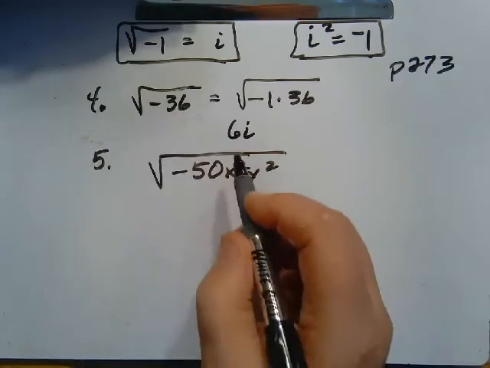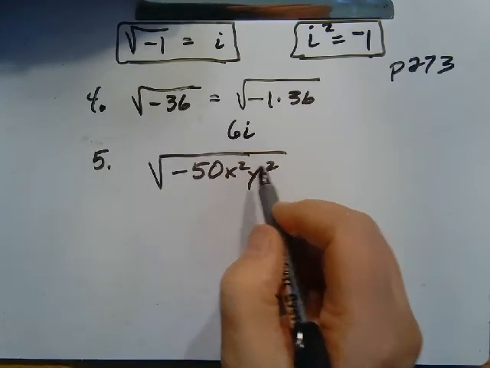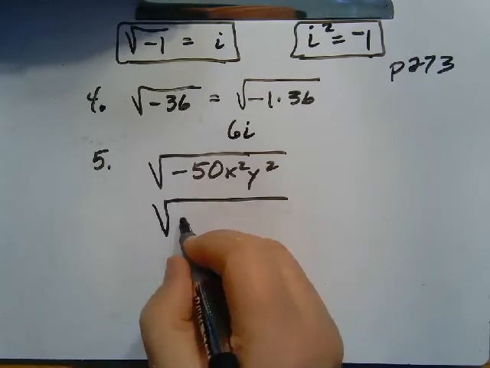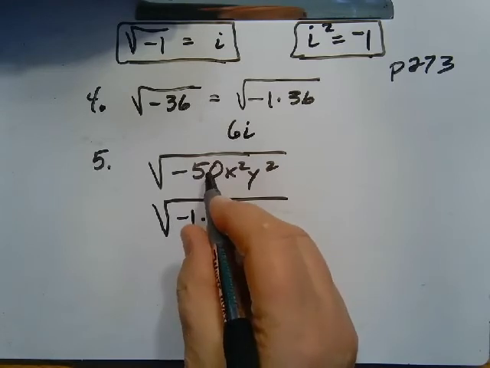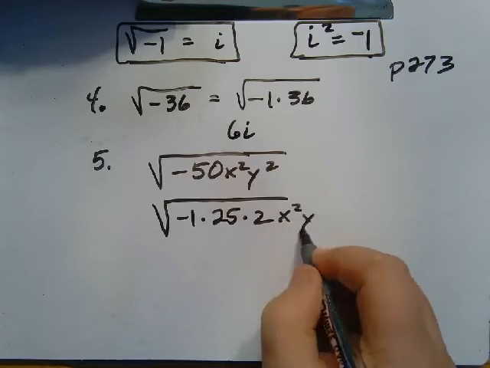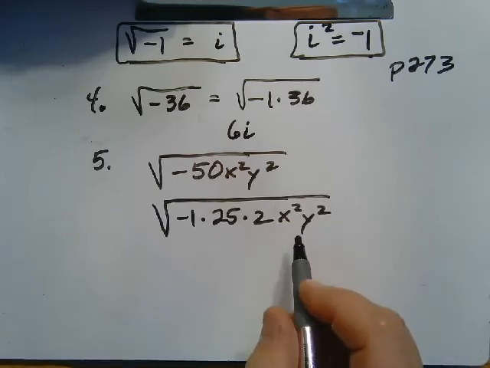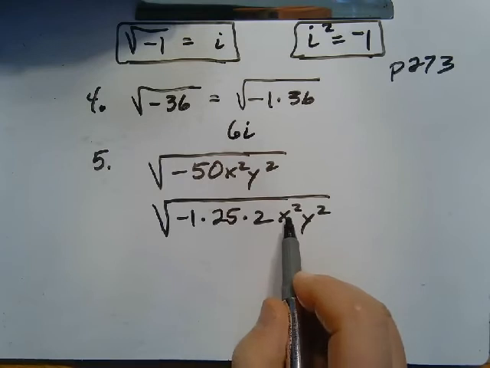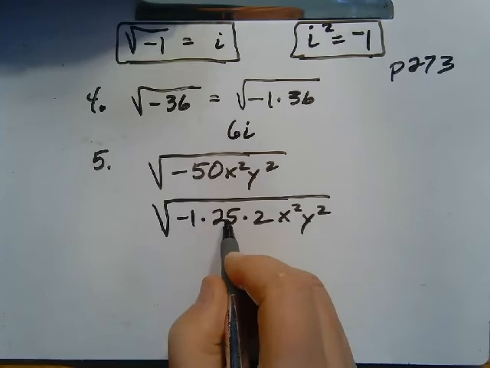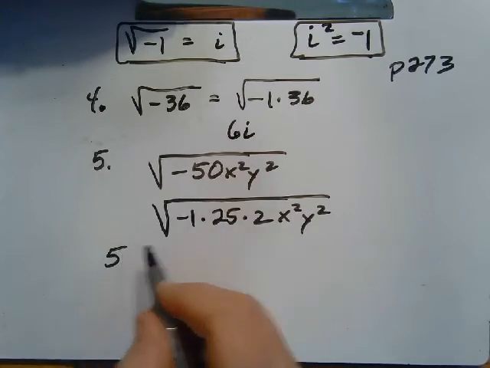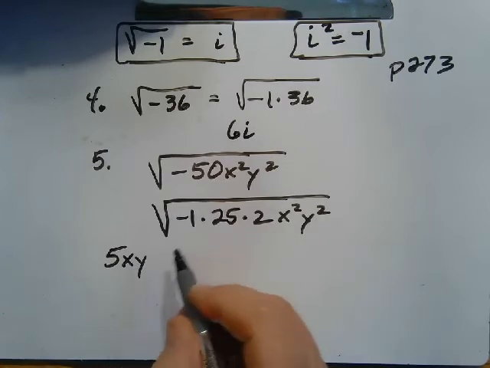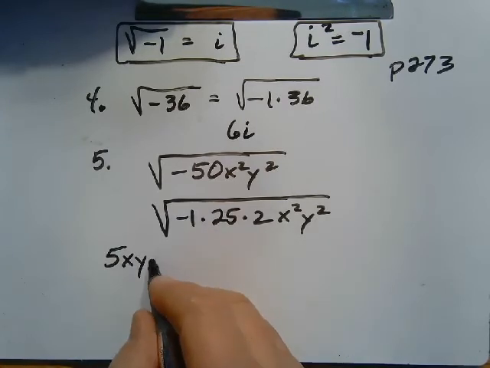All right. Well, I noticed that x squared is a perfect square, and so is y squared. So this is a negative 1 times the perfect square factor of this, which would be 25. And I'm going to take everything out except for the 2. The square root of x squared is x, the square root of y squared is y. So here we go. 5. Square root of x squared is x. Square root of y squared is y. Square root of a negative 1 is i.